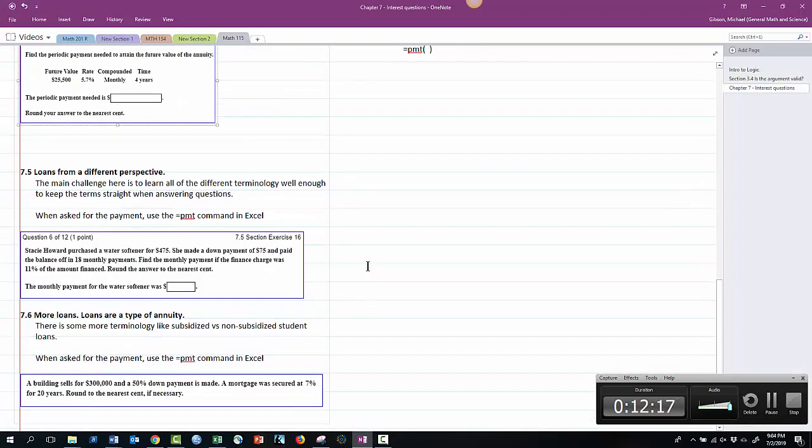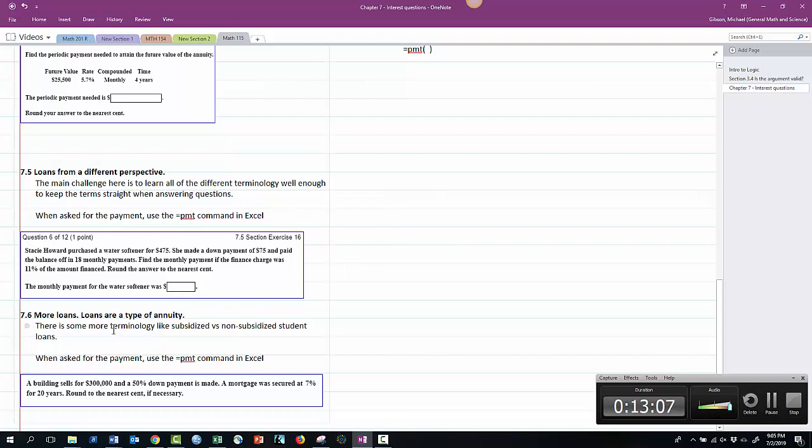Now, there's two more sections, and I really just want to say to you that in both of these sections, sometimes they're going to ask you for the payment. 7.5 is different kinds of loans from certain perspectives. The key here is to understand that loans are a type of annuity, okay? So what's going to happen in this section, the main challenge here is there's a bunch of different terminology that you will get. They'll talk about down payments, they'll talk about closing costs, a bunch of things. You need to learn that terminology so that you can answer the questions. And then occasionally in some of them, they're going to ask you what's the payment. And you will use the information they're given, and then you can use the payment command again, the equals PMT that we just used.